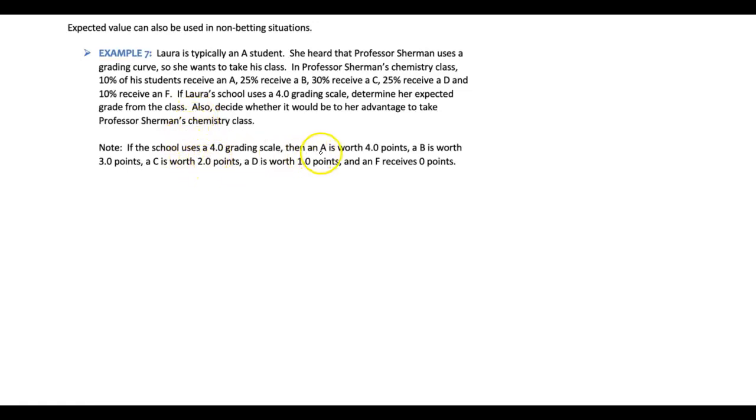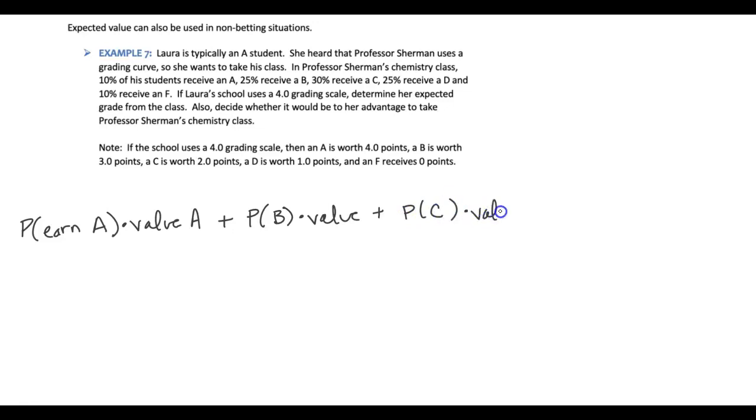Note that an A on a 4.0 grading scale is worth 4 points, a B is worth 3 points, a C 2 points, a D 1 point, and an F receives 0 points. So we want to look at the probability of receiving an A times the value of an A. And then we're going to do the same for the probability of a B grade times the value of a B plus the probability of a C grade times the value of a C. And we're going to continue that with the D grade and an F grade.